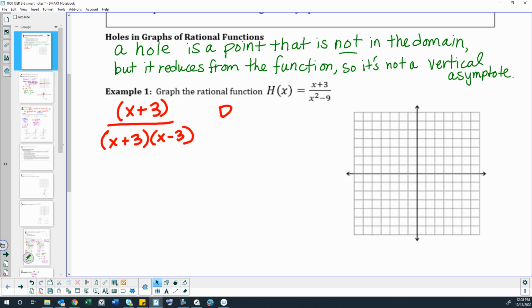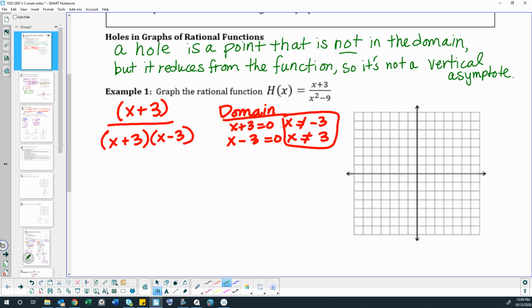So then to find the domain, we would take each of our factors, x plus 3 equals 0, so x does not equal negative 3. And then x minus 3 equals 0, so x does not equal positive 3. So there's our domain right here. That's set notation. We could also write it in interval notation that shows what it can be instead of what it can't. Now we're going to reduce if possible.